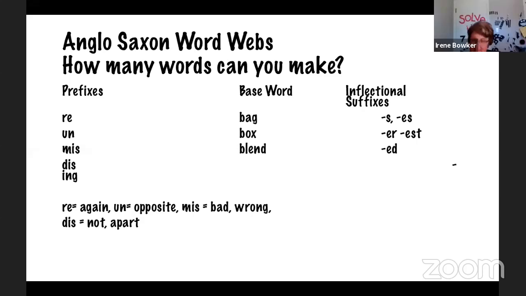I said reboxed. And so when you did that, what happened to your word? They put it in the past. Or rebox it. That's what I was thinking. Rebox it means to box it again. Right? Okay, Joanne.